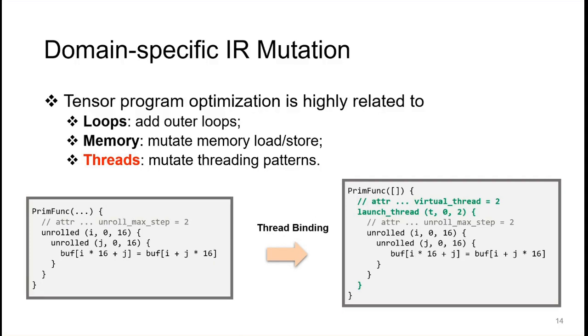Accordingly, we can find a way to change the threading schedule of the program to observe interesting compiler behaviors. For example, we can assign different numbers of virtual threads bound to different loops, which can change the data access patterns of threads.